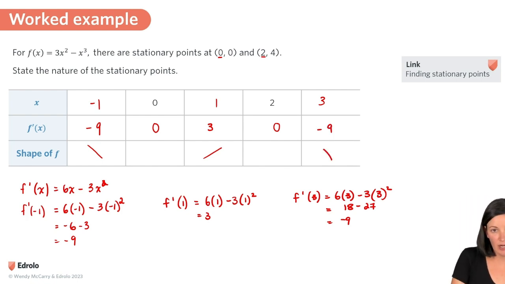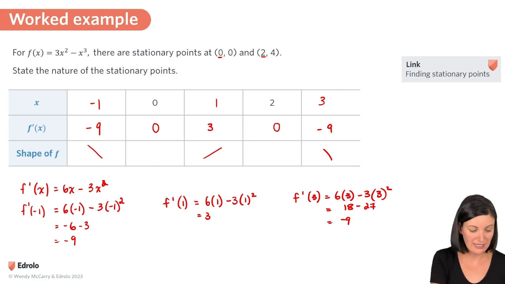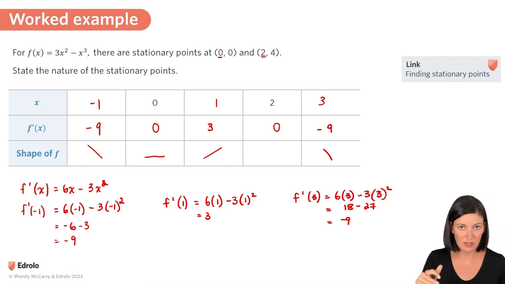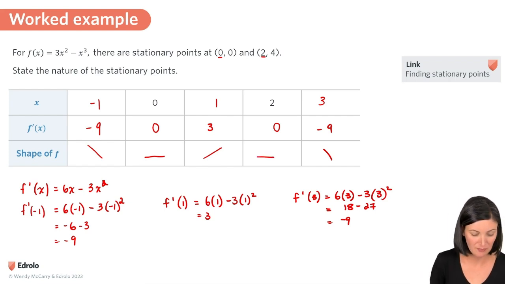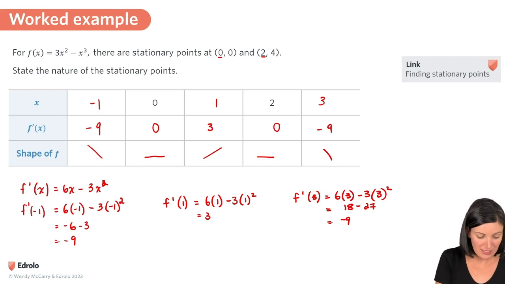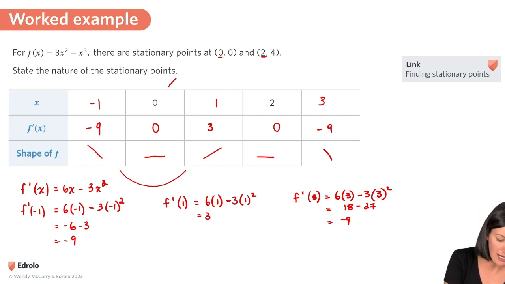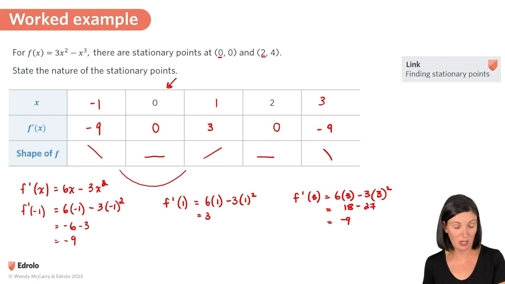Okay, and now what I'll add in here is that at my stationary points, I've got a 0 gradient, which I can represent with a horizontal line. So here and here. Okay, so now you can see, let's take a look at my stationary point where x is equal to 0. My gradient's going from negative to positive. So from negative to positive looks like that. That means here I have a minimum stationary point.